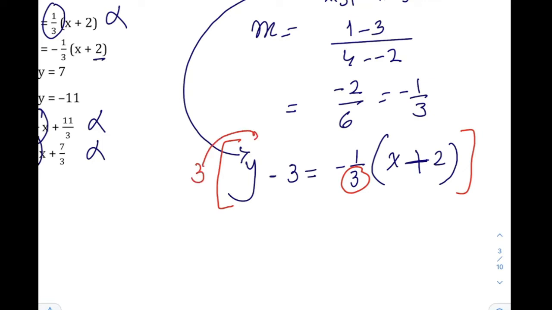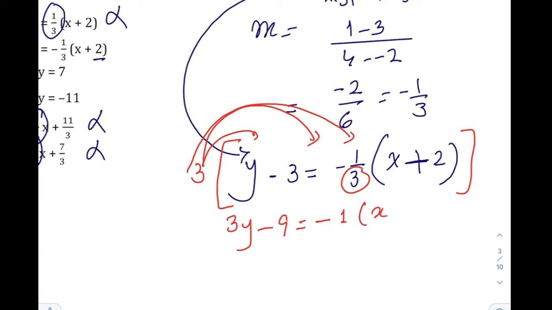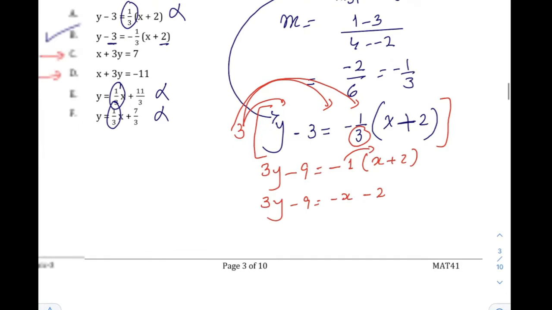So this will be 3 times y, 3y. 3 times negative 3, negative 9. And 3 times this one, the 3 disappeared. It becomes minus 1 only. And I will keep this. Now we have 3y minus 9 equals, distribute the minus 1, negative 1 times x, negative 1 times 2, negative 2. Now let's combine like terms together and rearrange it.